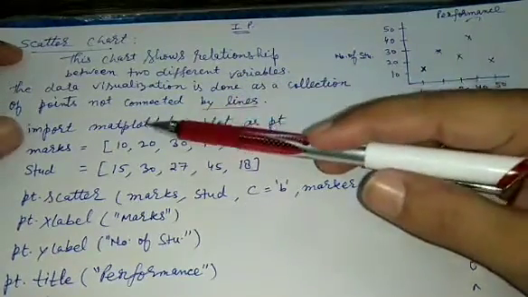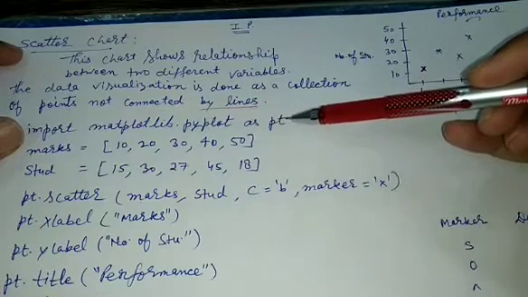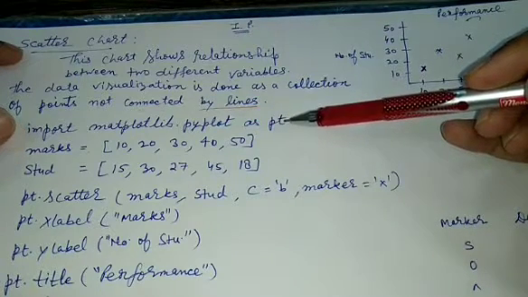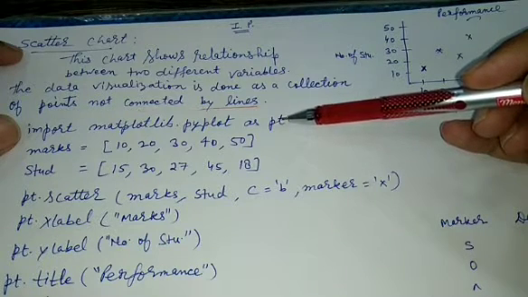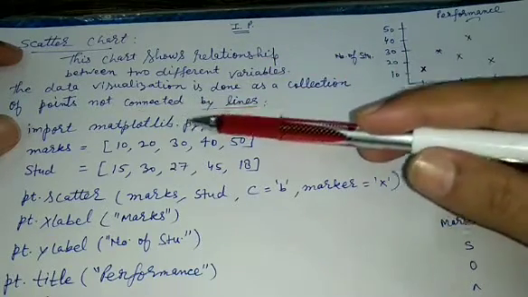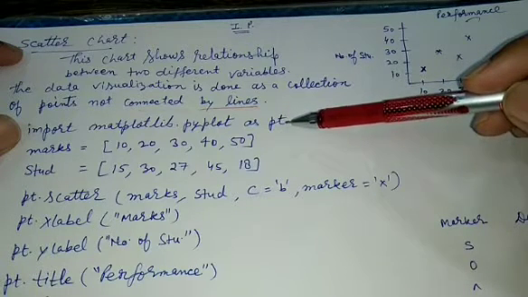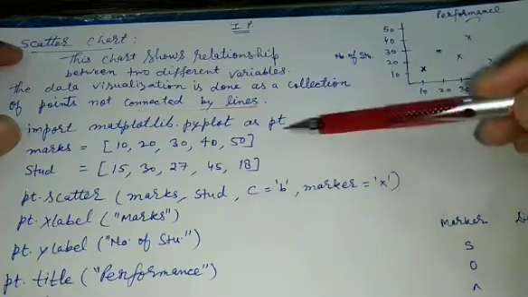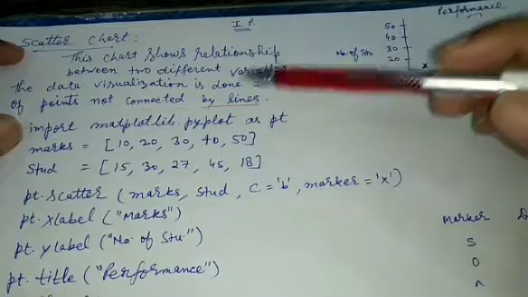Take an example. Import matplotlib.pyplot as pt. You are very much aware of this line now, that this is the import statement which imports pyplot from the matplotlib module, and we assign it a short name, or you can say alias name, pt. So in the future code we will use this whole import as pt.